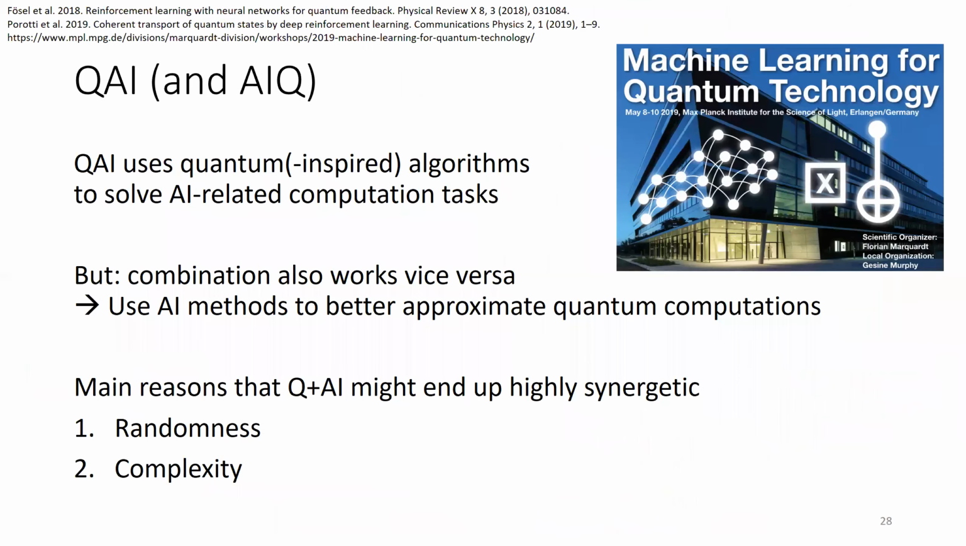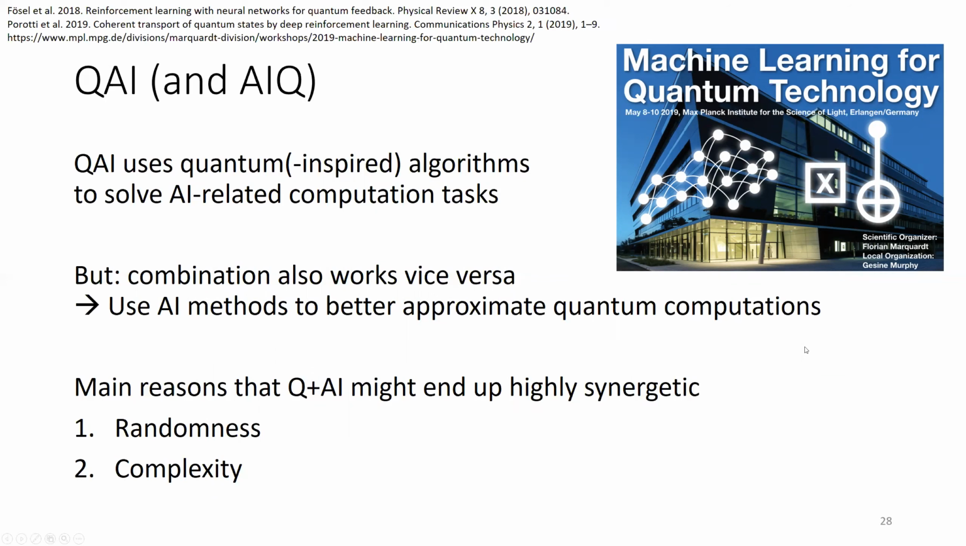So, QAI and AIQ. Quantum AI uses quantum-inspired algorithms to solve AI-related computation tasks, but you can use it the other way around. You can use AI methods to better approximate quantum computations. In May last year, there was a workshop, machine learning for quantum technology. Exactly like I said, AIQ or MLQ, machine learning for quantum technology, not the other way around.